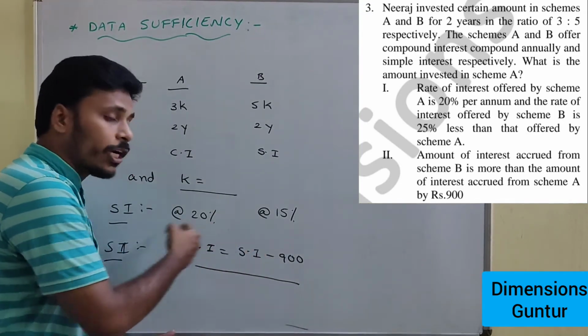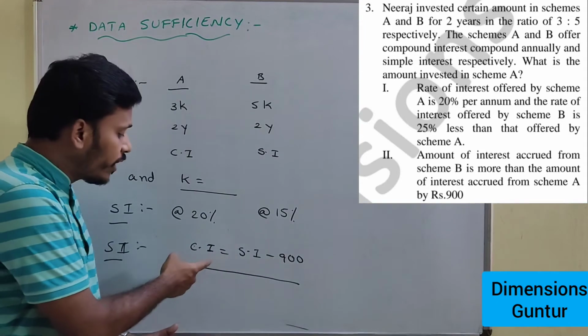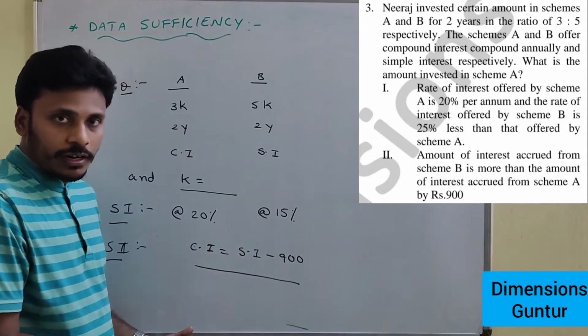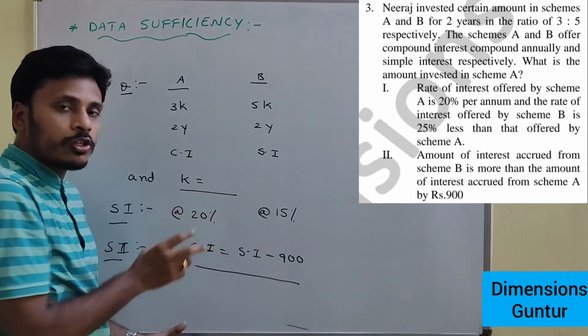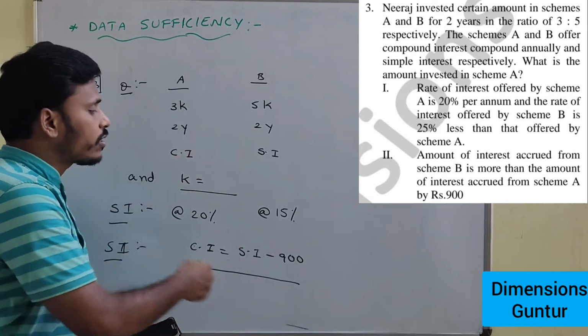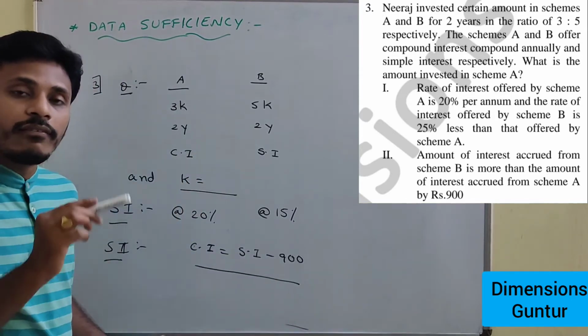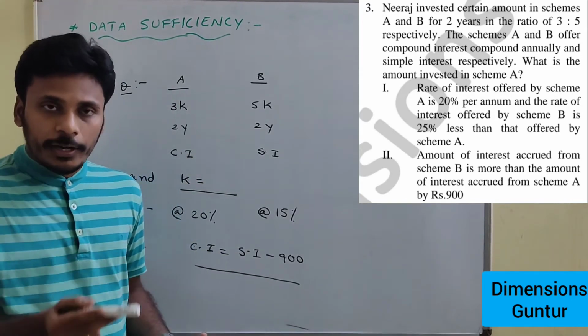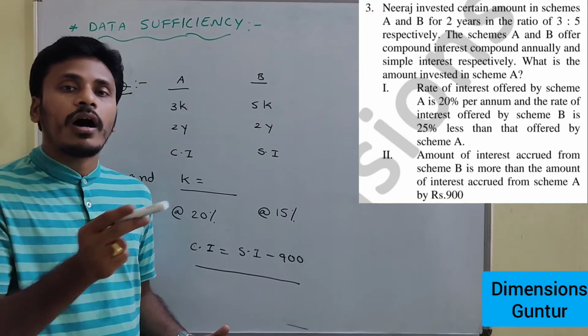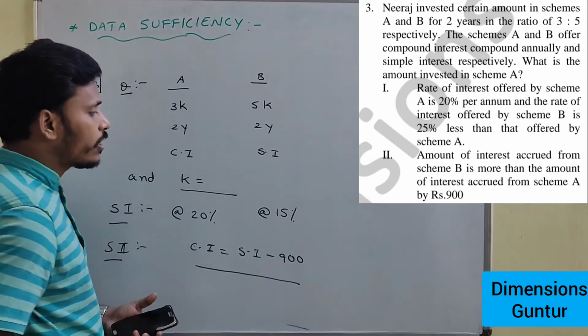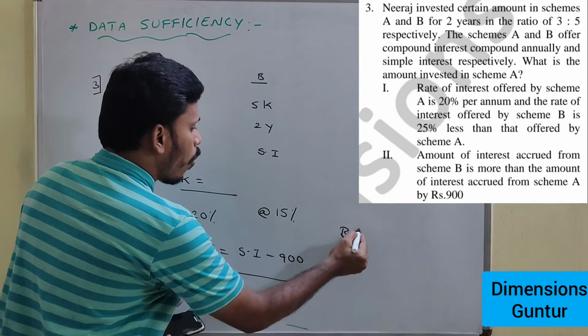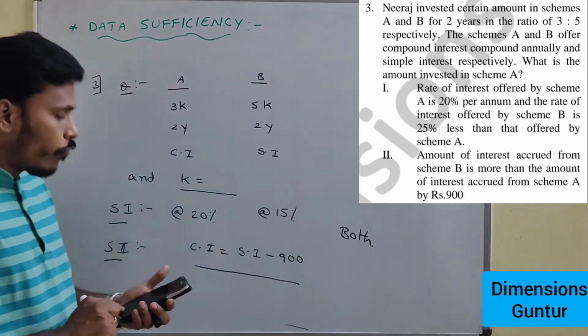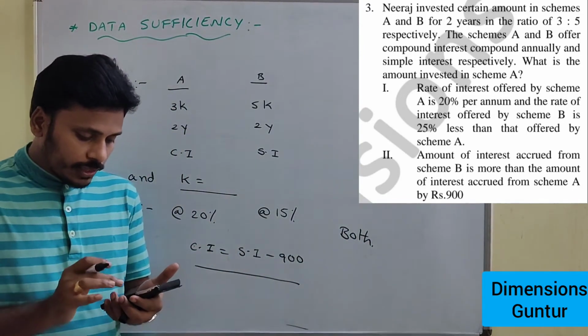But to apply this equation, we need principal, time, and rate of interest. So this statement 1 is also required. So at the end, to answer this question, to find the value of k, we need both the statements. Statement 1 and statement 2 both are required. So your answer for this problem is both 1 and 2 are required to find the value of k. Okay, that's the third problem.